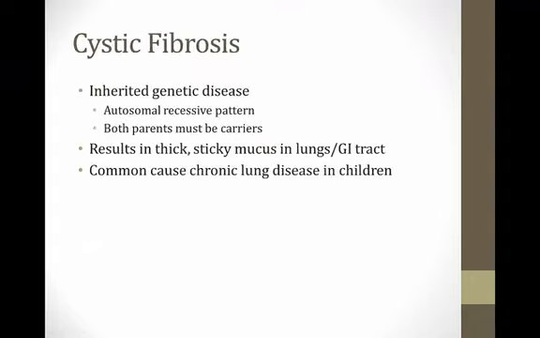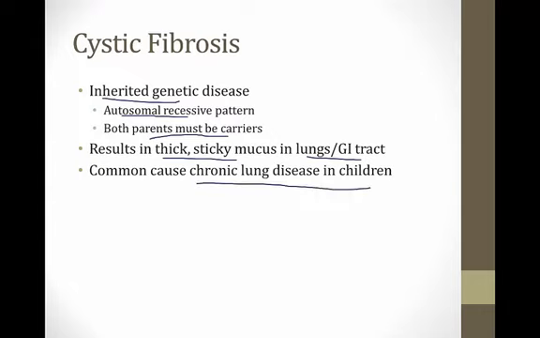Cystic fibrosis gets its name from fibrous cysts that were seen in the pancreas when people first began studying the disease in the 1930s. It's an inherited genetic disease that gets passed along in an autosomal recessive pattern, so both parents have to be carriers. Children with cystic fibrosis get thick, sticky mucus in their lungs and GI tract, and this is the cause of all the pathologies.